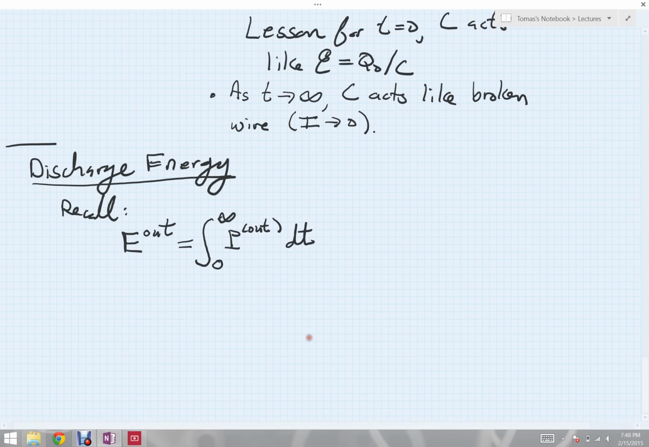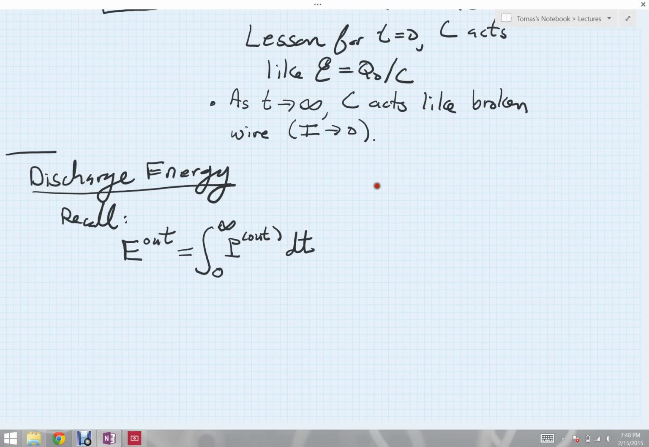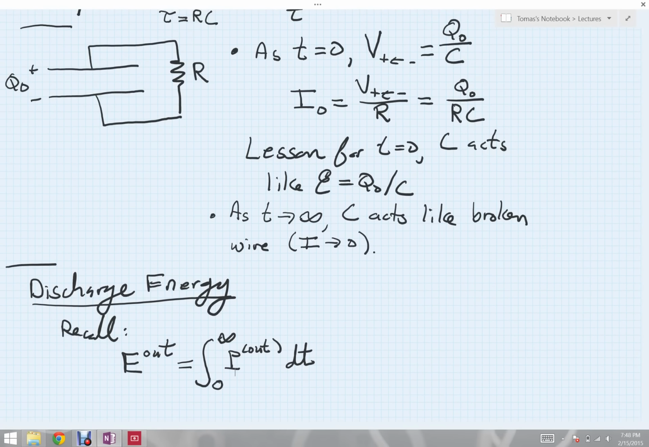Now, where is the energy coming out? How do we access the energy? Well, as the capacitor is discharging with its current I, that current I is flowing through this resistor. And that's where we're getting energy out of the circuit. That resistor will heat up or produce some light or some other process. So it's the energy that's dissipated in the resistor, the power dissipated, that we're actually trying to account for.